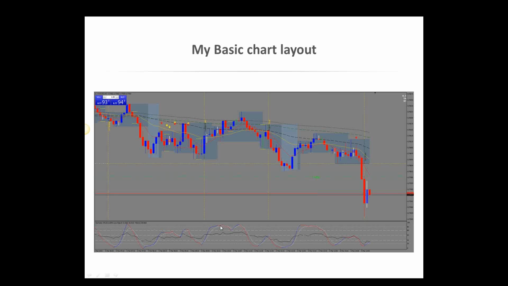Down here in the bottom is my stochastics. It's a colored stochastics, and it changes in there. And then the RSI, which is the black line. So that's what my basic chart looks like. All right, I have up here in the right-hand corner the spread, and what the daily range is, and the previous day's range. So that's what my basic chart looks like.